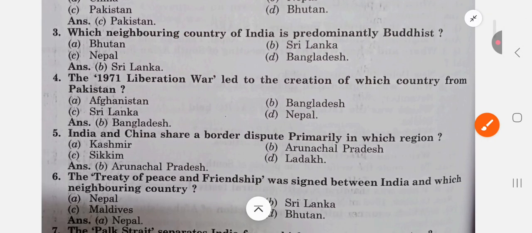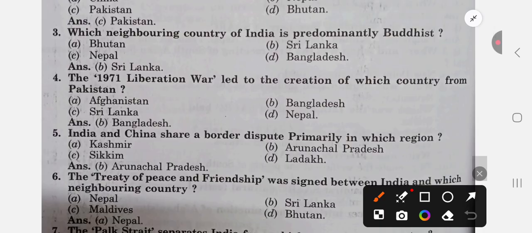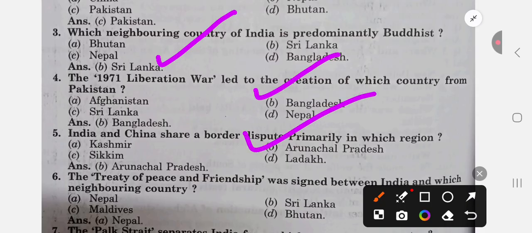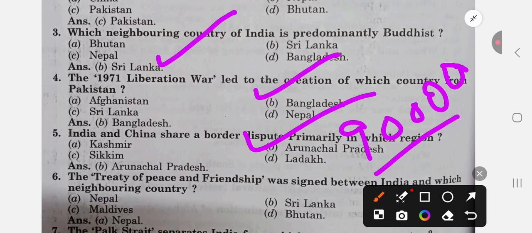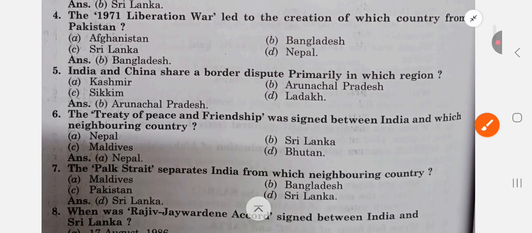Next, which neighboring country of India is predominantly Buddhist? Sri Lanka. In 1971, the Liberation War led to the creation of which country from Pakistan? It was Bangladesh. India and China share a border dispute primarily in which region? It is Arunachal Pradesh. Here, an area of 90,000 square kilometers, China claims that it belongs to them.